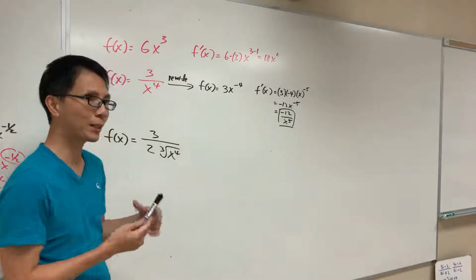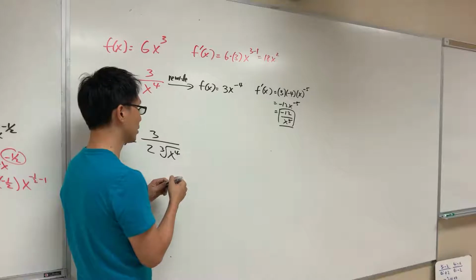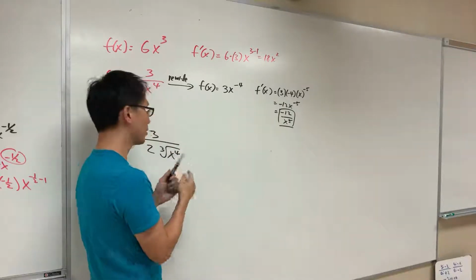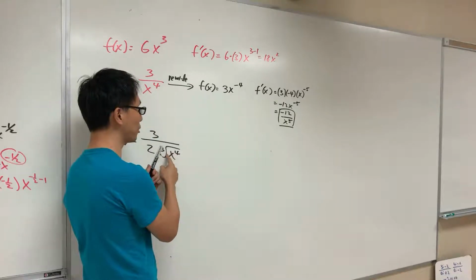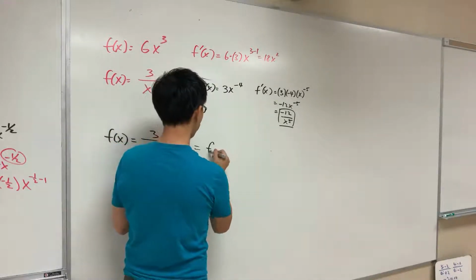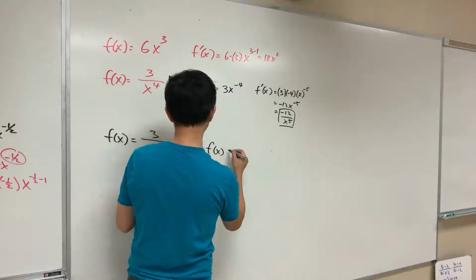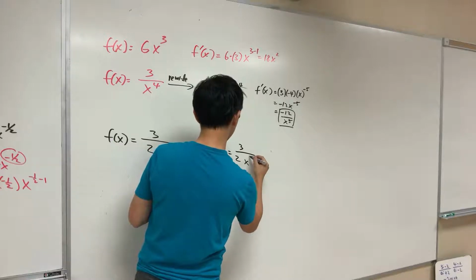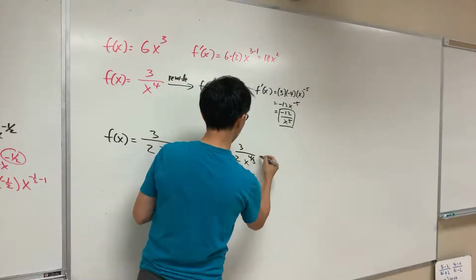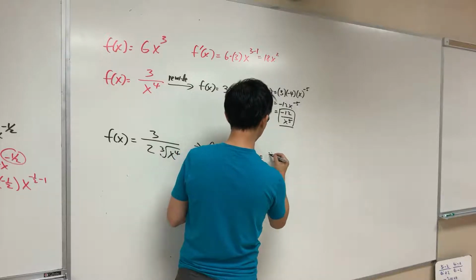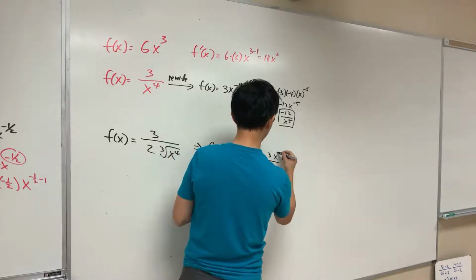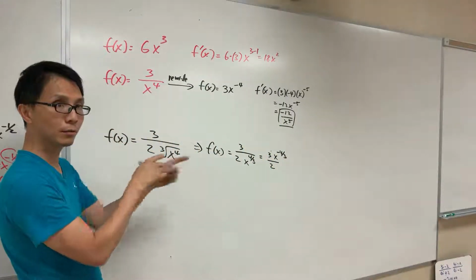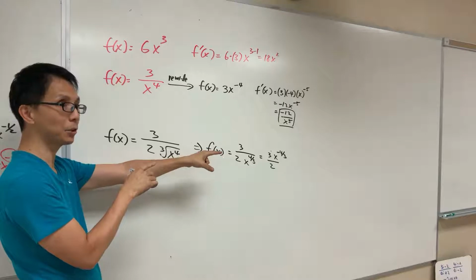What's my first step? Do I take a derivative first? No. I need to simplify. I need to make sure x is on the numerator, and I need to make sure there's no radical sign. So the definition of the radical tells me f of x is equal to 3 over 2 times x to the 4 over 3. And then I change it into the numerator, so it'll be 3 over 2 times x to the negative 4 over 3. That's just the rewriting part. It has nothing to do with the derivative.